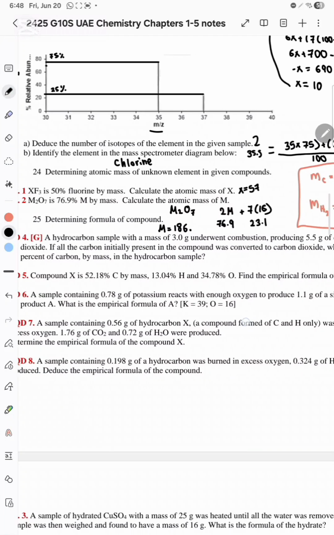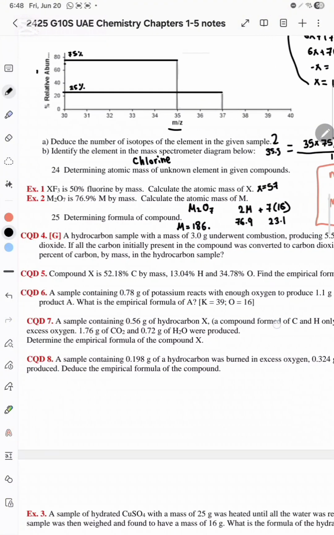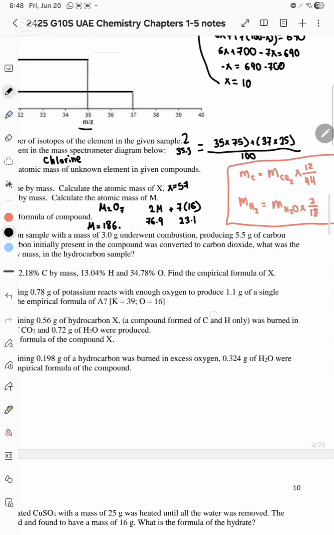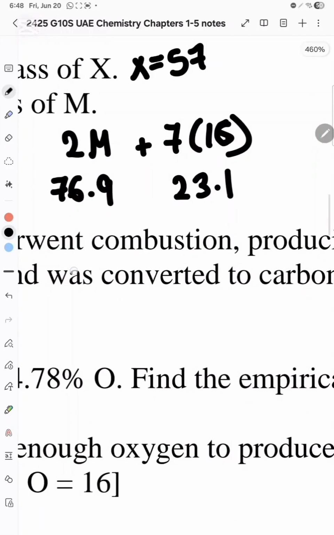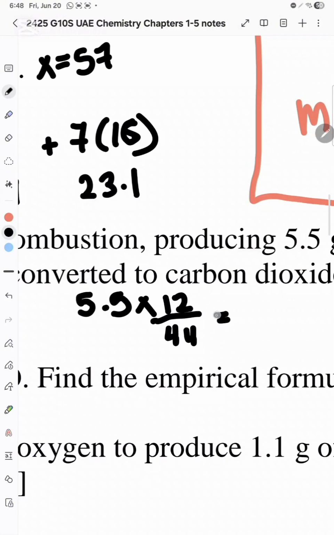Now, the hydrocarbon had a mass of 3 grams. But we had 5.5 grams of carbon dioxide. So we do 5.5 times 12 over 44, which gives us 1.5 grams of carbon.